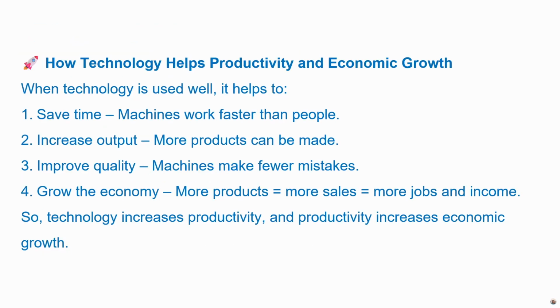Now, how technology helps productivity. When technology is used well, it saves time, machines work faster. It increases the outputs, more products are made. It improves the quality, fewer mistakes are made. The economy grows because more products produce more sales, more jobs are created, more income is produced. So technology increases productivity, which improves the economy.